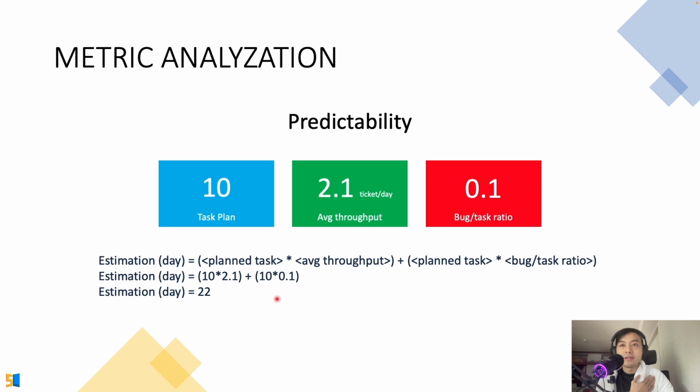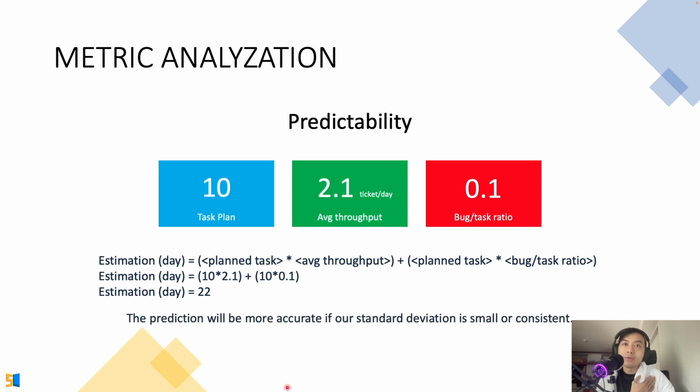So this is just an estimation, and the predictions will be more accurate if our standard deviation is small or consistent, right? So it's better to have a prediction like this to estimate your plan in the future.